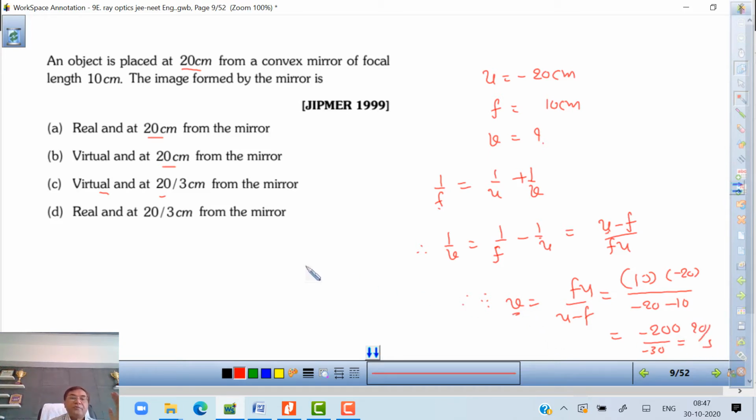V is positive means behind the mirror, and behind the mirror is always virtual. So 20 by 3 is the image distance. Okay, and it is virtual because it is behind the mirror.